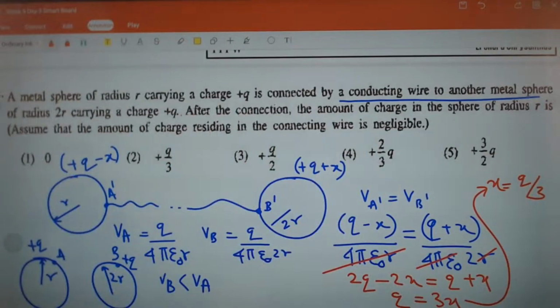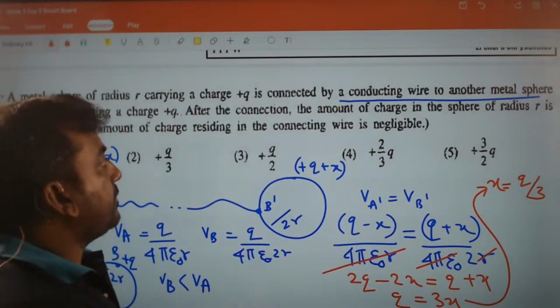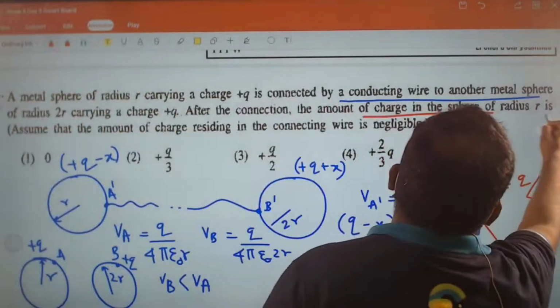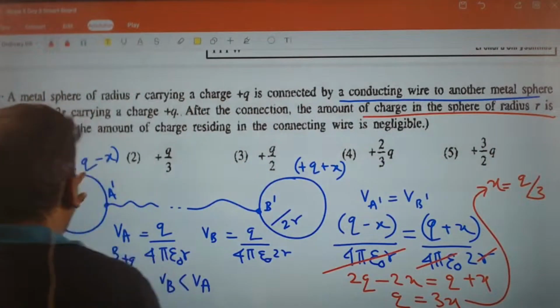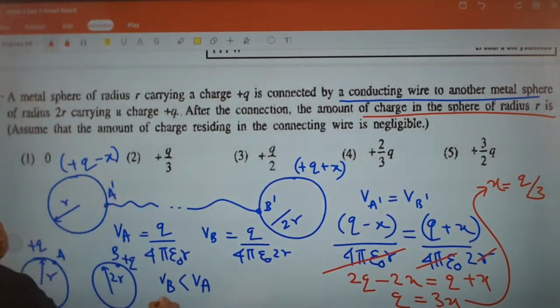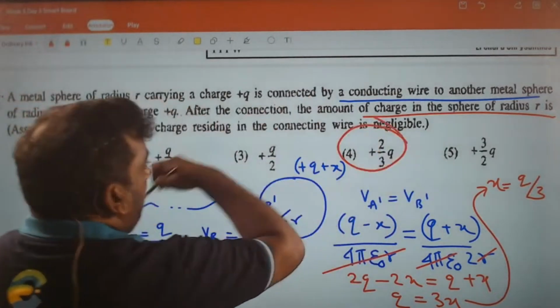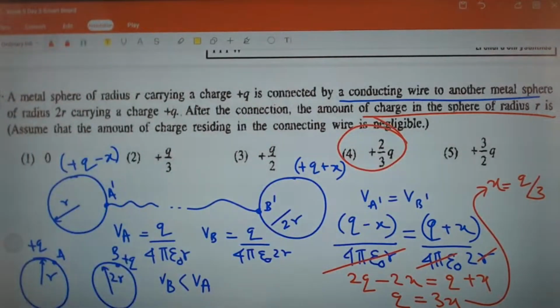They are asking what is the amount of charge remaining in the sphere of radius r. So q minus q over 3, that's 2q over 3. 2q over 3 means correct answer is answer number 4. Right there.